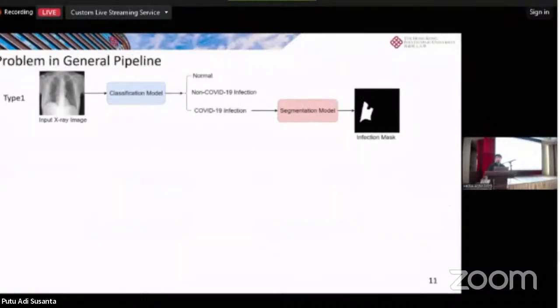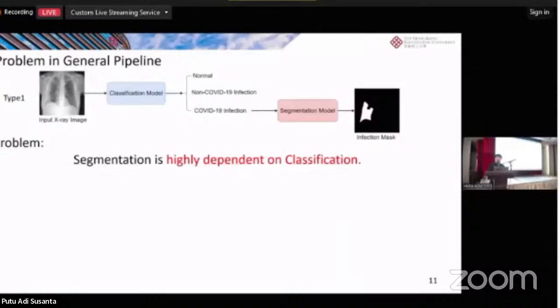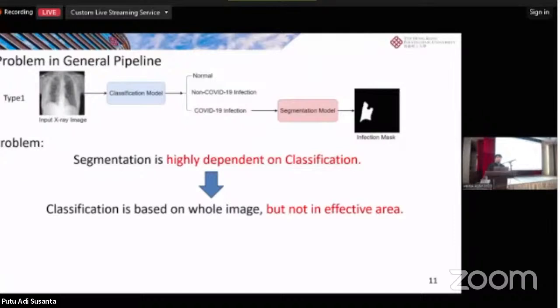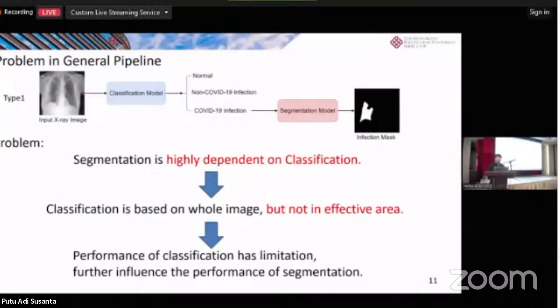However, these two pipelines also have some problems. First of all, for type one, which applies the classification models first, the segmentation depends highly on the classification. The classification is based on the whole images, because it is the step before the segmentation, so the classification is not applied in the effective areas. Therefore, the performance of the classification has its limitations, which will further influence the performance of the segmentation.